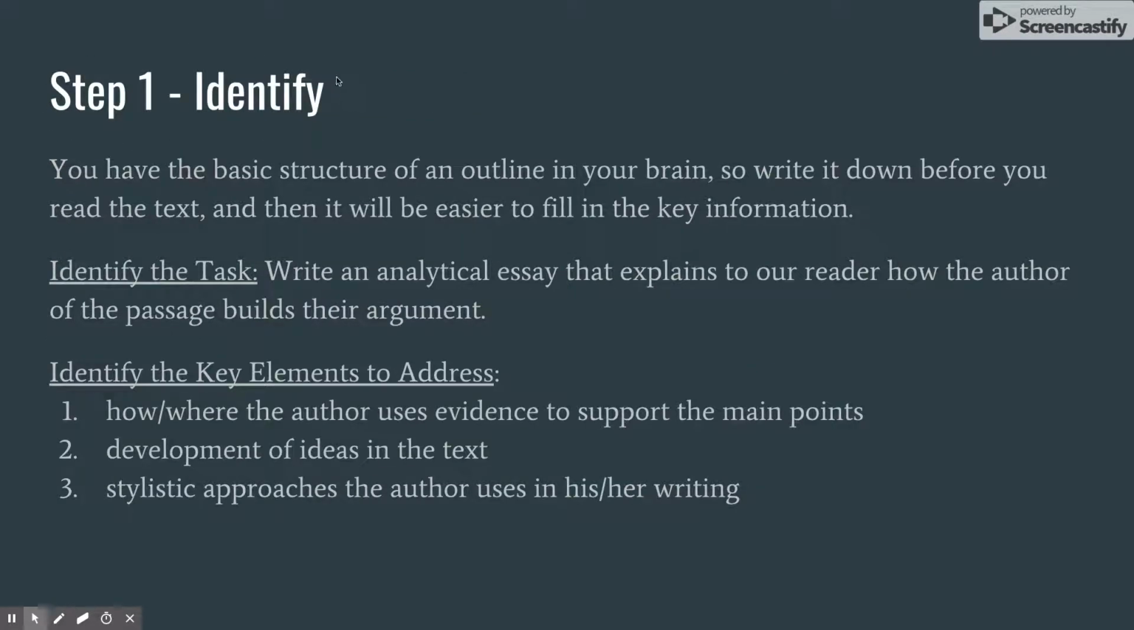Step 1, identify. Identify the task. This task asks us to write an analytical essay that explains to our reader how the author of the passage builds their argument. You'll have to look at 3 key elements to address. 1, how and where the author uses evidence to support the main points. 2, the development of ideas in the text. And 3, the stylistic approaches the author uses in his or her writing.